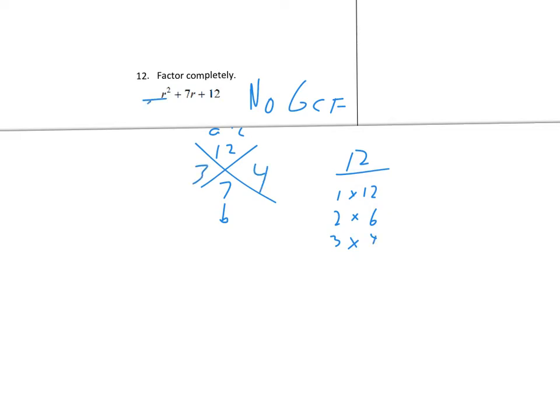I have an a value of 1, and so that means I don't need a box here. I don't need that extra step. I can just say r plus 3, r plus 4, and just be done with it.